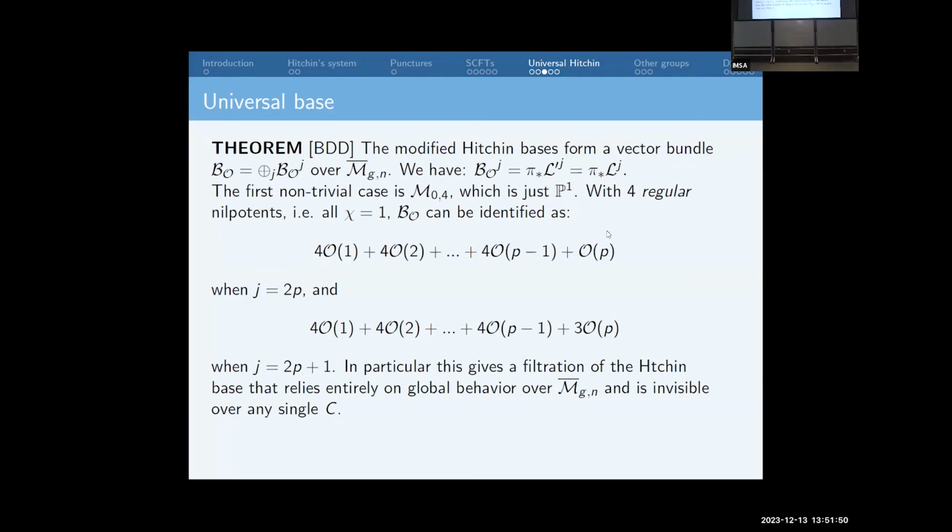In particular, this gives a filtration of the Hitchin base that is invisible if you look just at one Hitchin system. It is only visible when we look globally over the entire moduli space. And there should be similar structures in more complicated moduli spaces, but they are not worked out.